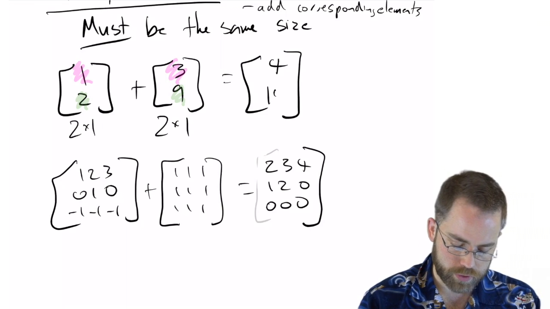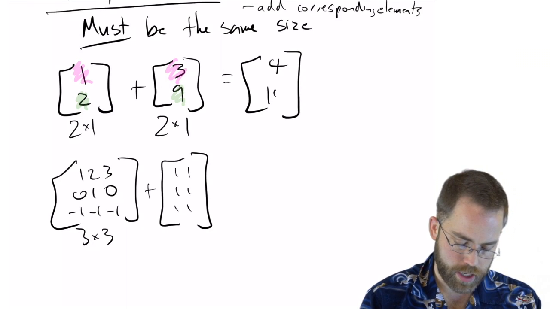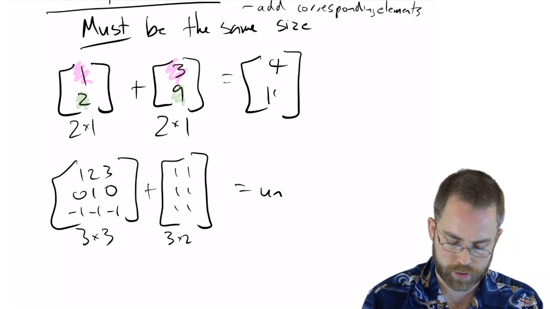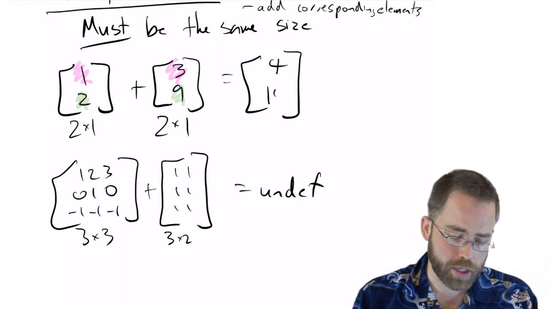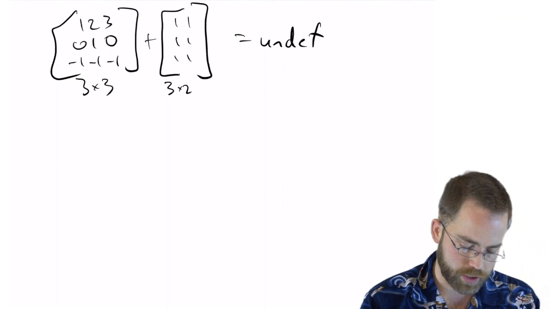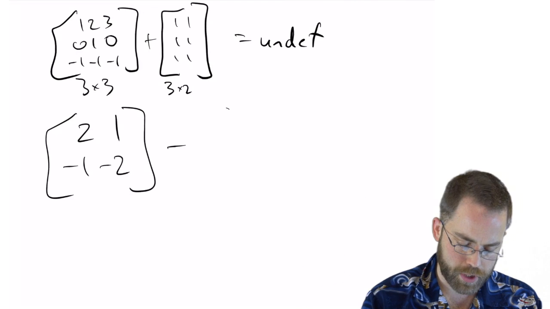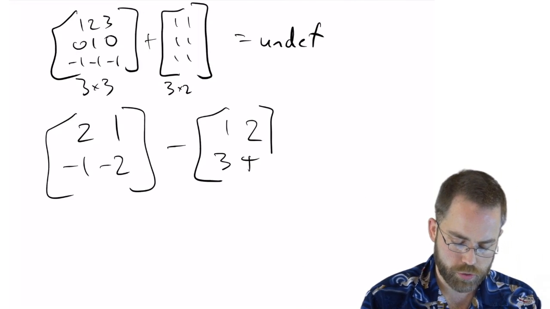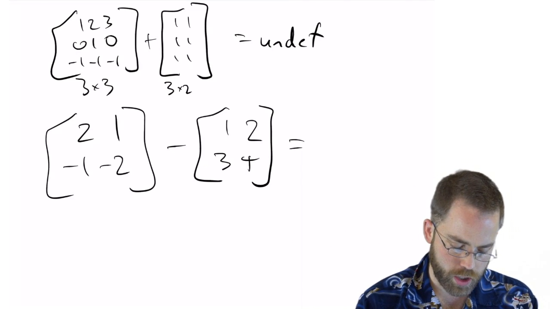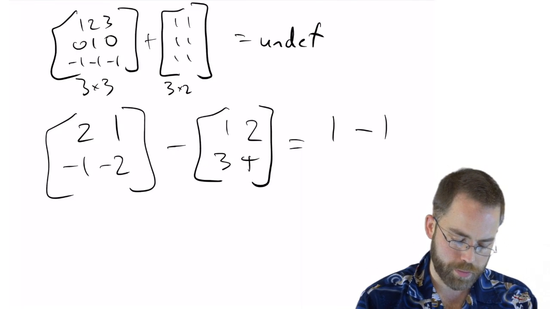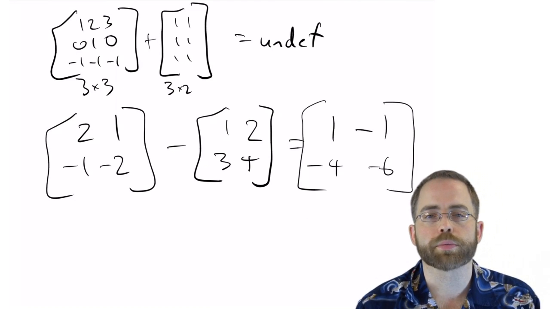If, however, somebody came along and tried to ask me to add a 3x3 and a 3x2, then the answer is undefined. Adding matrices of different sizes is undefined. And subtracting matrices is nothing special. You simply say 2, 1, negative 1, negative 2, and if you want to subtract from that 1, 2, 3, 4, then you just subtract in the order that they are laid out there. So 2 minus 1 is 1, 1 minus 2 is negative 1, negative 1 minus 3 is negative 4, negative 2 minus 4 is negative 6, just like you would expect, okay?